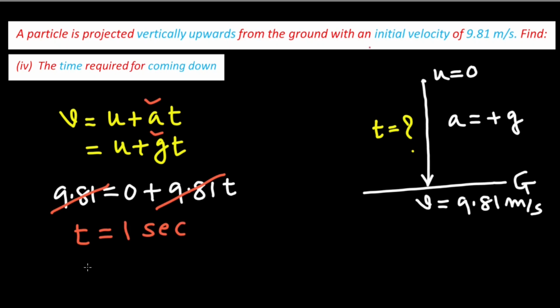This is the same time which is required for the particle to move up and to cross the height h. So the time required for the particle to go up and to come down is the same in this case.